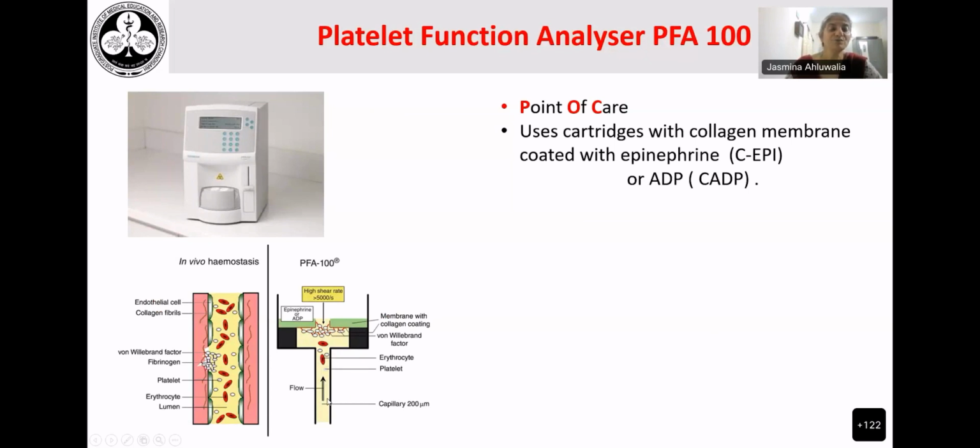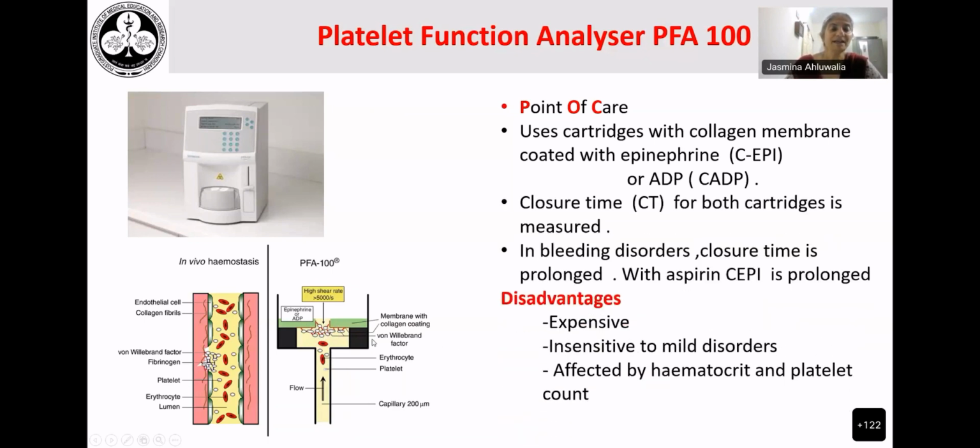The blood from the test tube is sucked in at high shear force, so the platelets, the red cells, everything will move towards the aperture which is there in this membrane. As soon as the platelets come in touch with collagen, like they do in the body, they will start adhering. And once they get activated by the epinephrine and the ADP, they will start aggregating as well. So these platelets will gradually go and occlude this opening, and this is called the closure time.